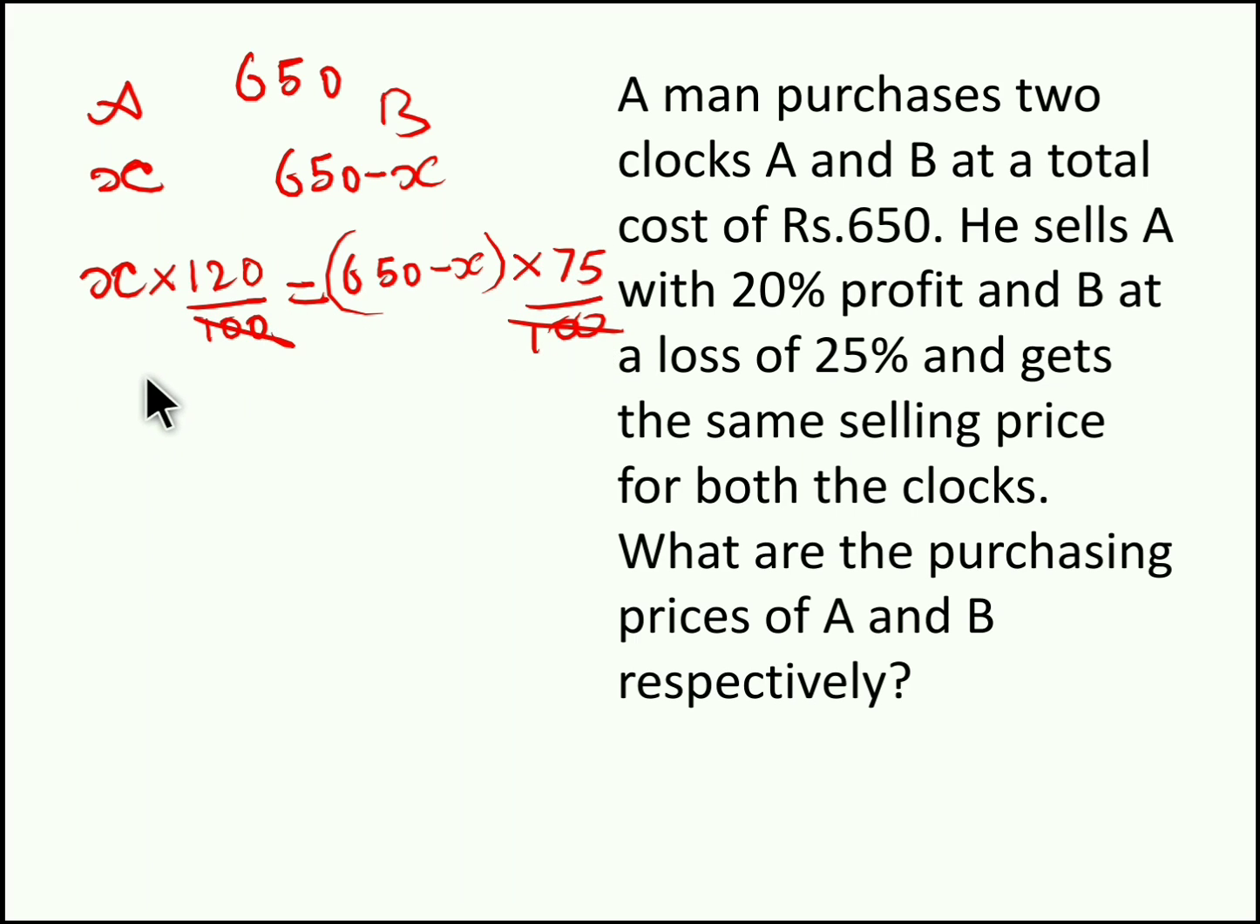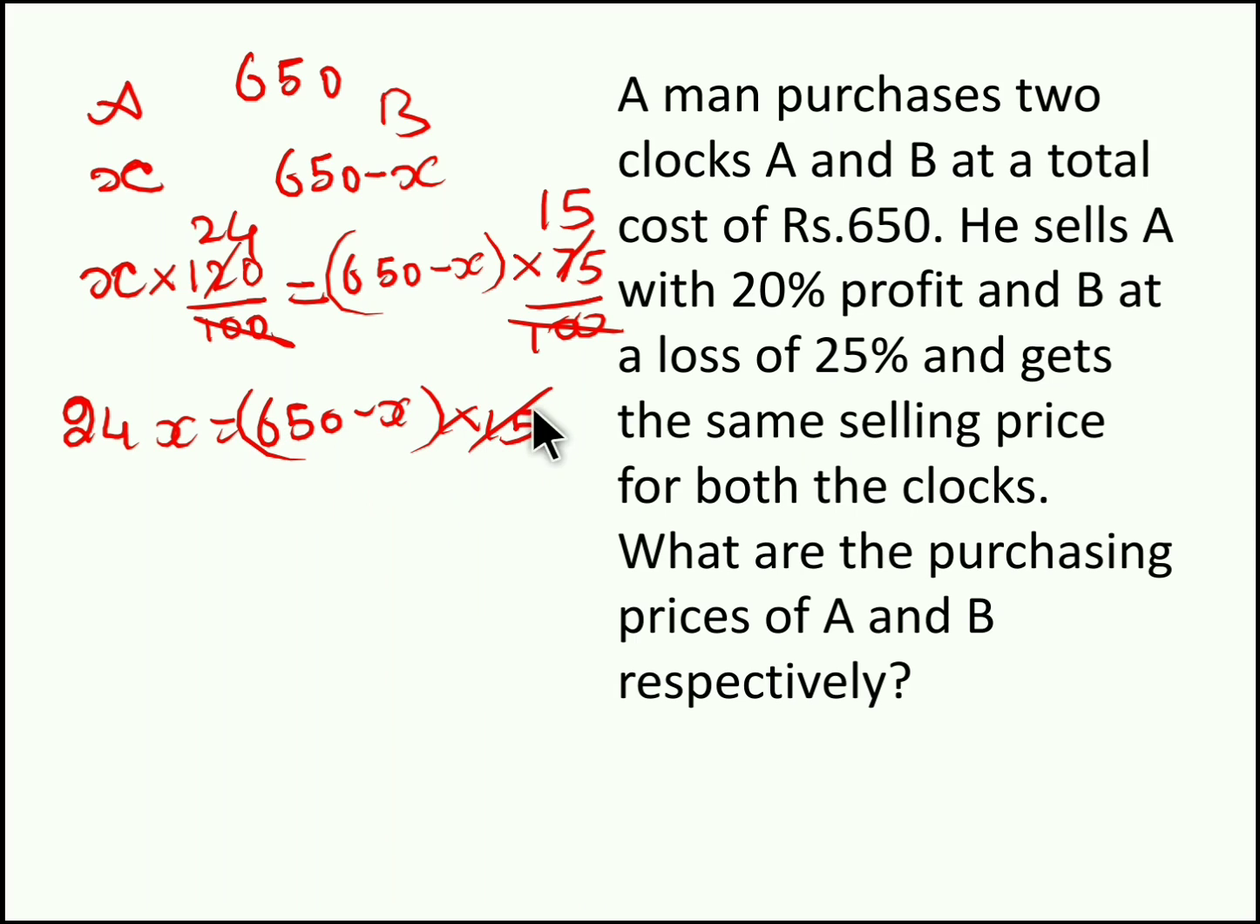100 and 100 cancel. So when you cancel this, you get 24 times X, and this becomes 15 times, in 5th table. So 24x equal to 650 minus x into 15. Again in 3rd table we can cancel this for 5 times and this for 8 times. So 8x equal to 650 into 5, we get 3250, minus x into 5, 5x.